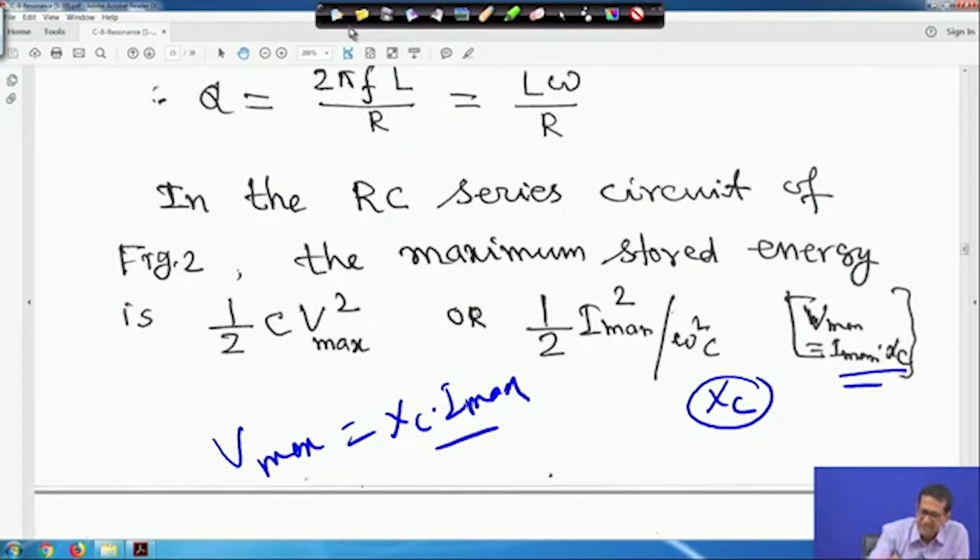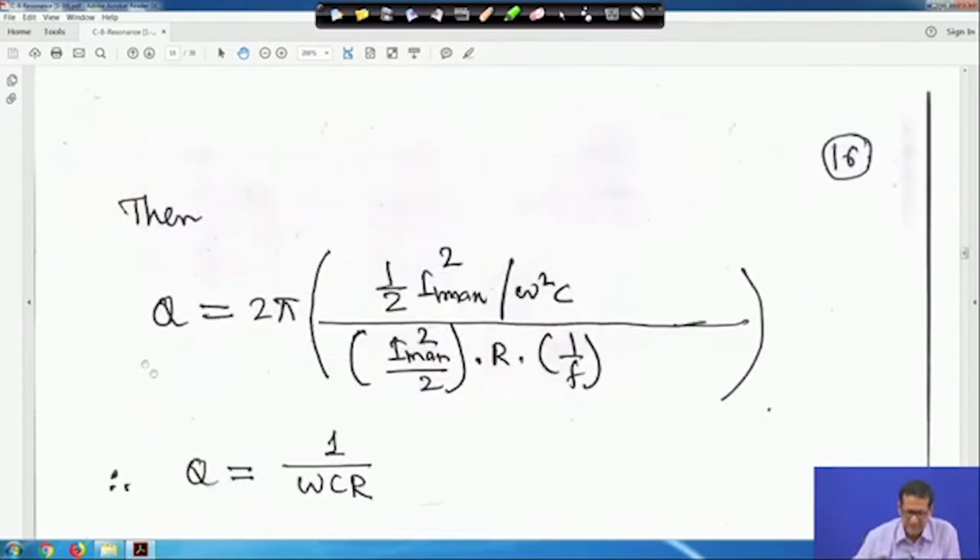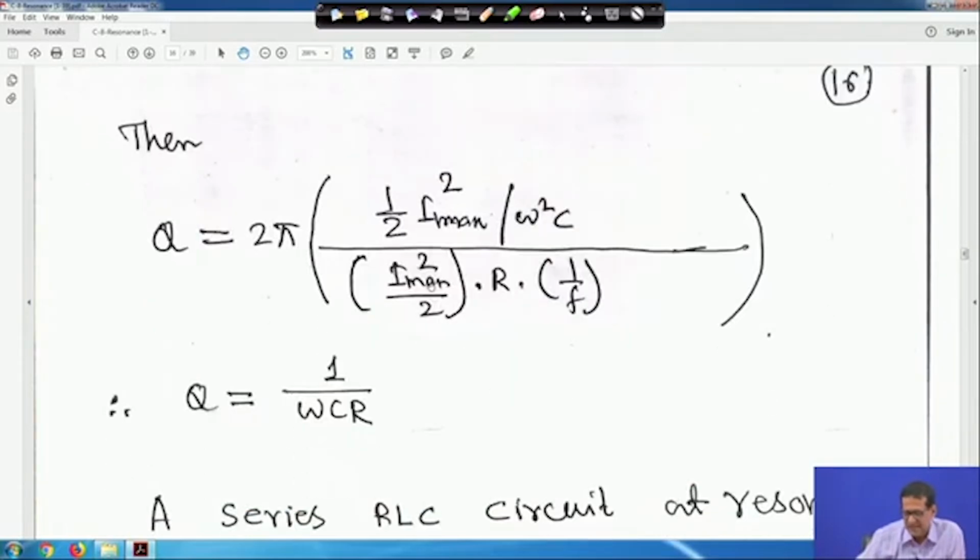So, the energy stored in the capacitor is half C V max square, and if you use this relationship you will get half I max square divided by omega square C. Just substitute Xc is equal to 1 upon omega C and simplify, you will get this. I am not doing it, it is understandable. So, in the case of the capacitor, Q is 2 pi half I max square upon omega square C divided by the same thing, I max square by 2 into R into 1 upon F.